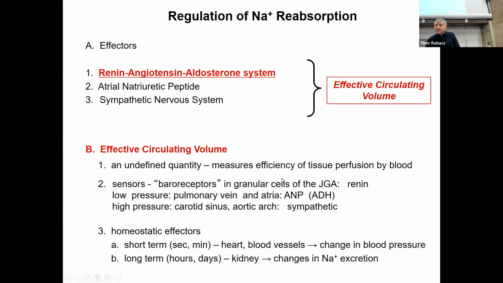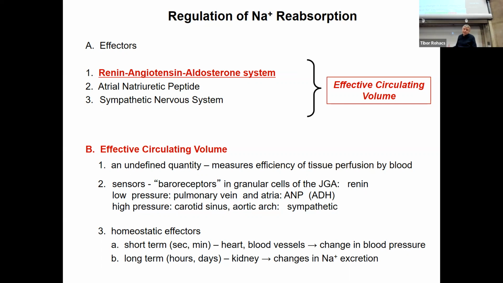You have them in the granular cells of the juxtaglomerular apparatus, as you will see in the next couple of slides. This is where renin secretion is regulated. You have them in the low pressure system, in the pulmonary veins and the atria. This is where ANP is regulated, and to some extent ADH, which is primarily a water regulatory hormone, it also contributes to volume regulation, as you will see next week. And you also have the high pressure system, the carotid sinus and the aortic arch, which regulates the sympathetic system.